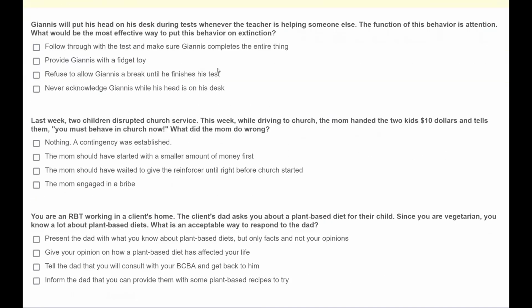Giannis will put his head on the desk during test whenever the teacher is helping someone else. The function of this behavior is attention. What would be the most effective way to put this behavior on extinction?